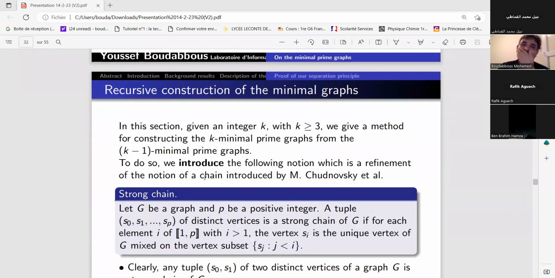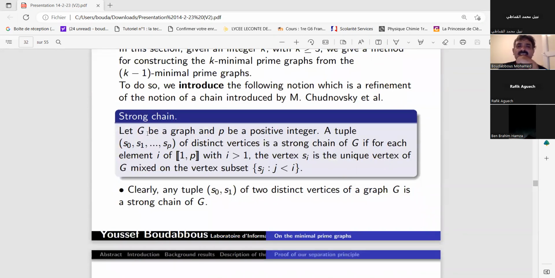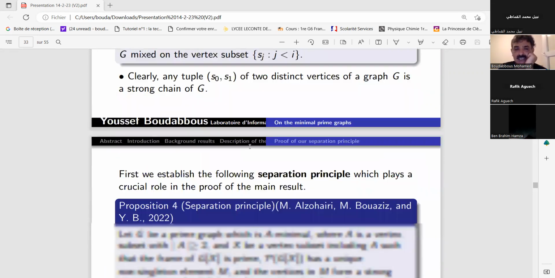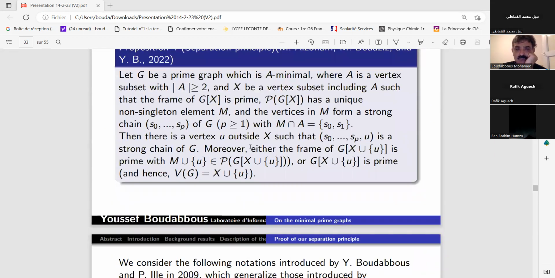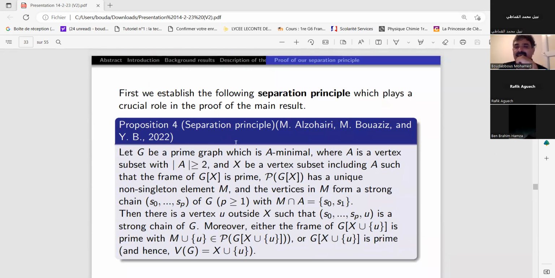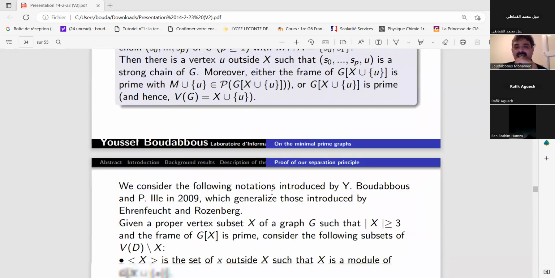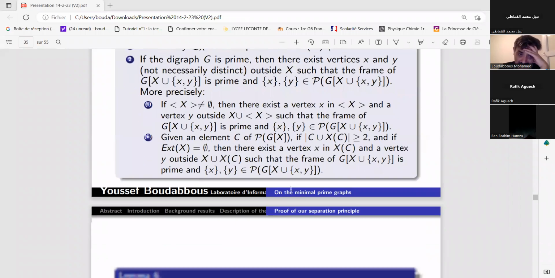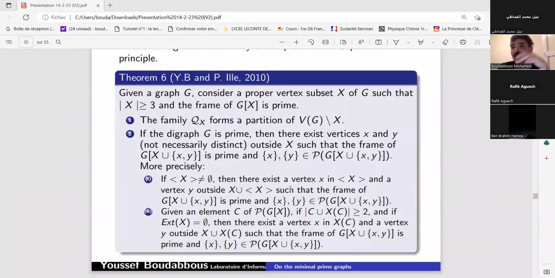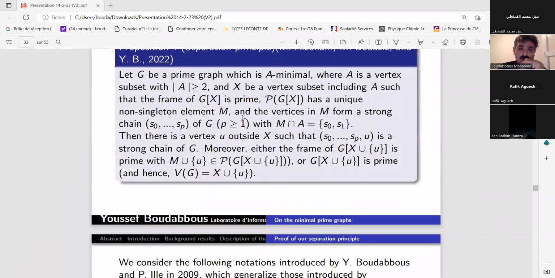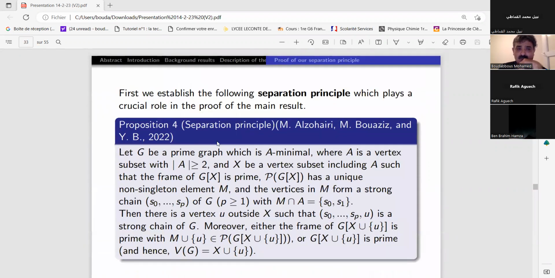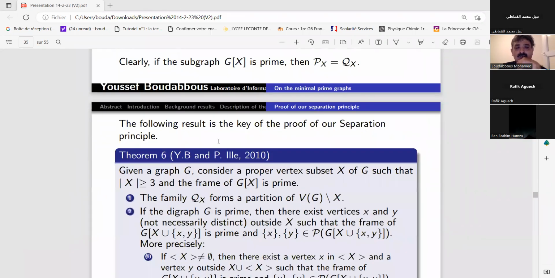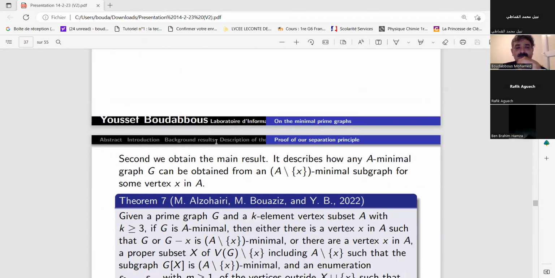Okay. Finally, recursive construction of the minimal graphs. We generalize the notion of chain. We introduce the notion of strong chain, and we obtain a separation principle based on the partition of Pierre and Boudabbous. That is the major tool. We obtain the separation principle, that is proposition 4, and then we give the procedure by this theorem.